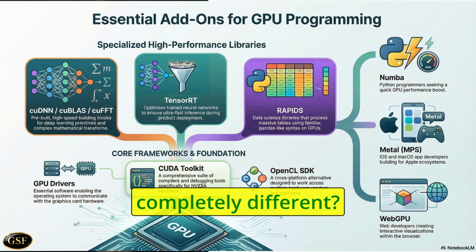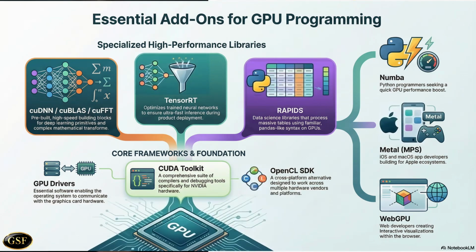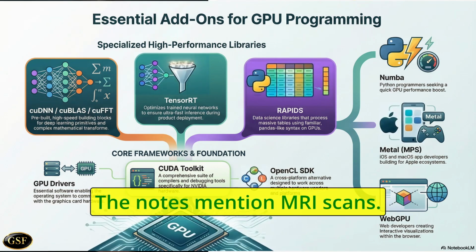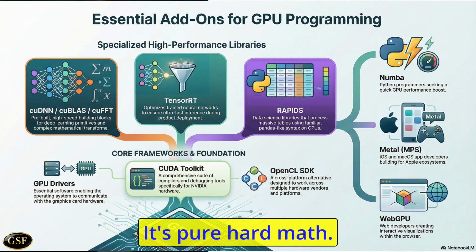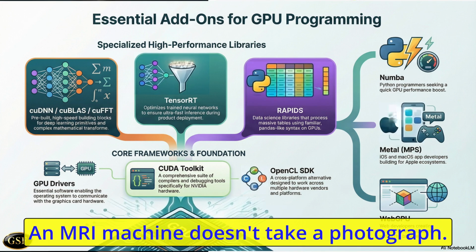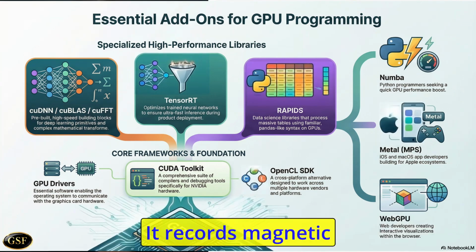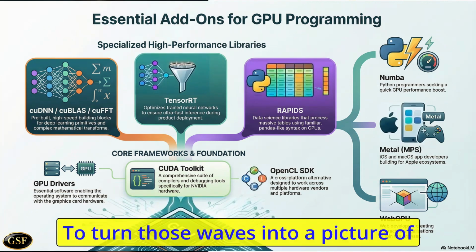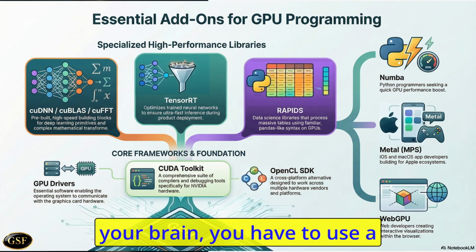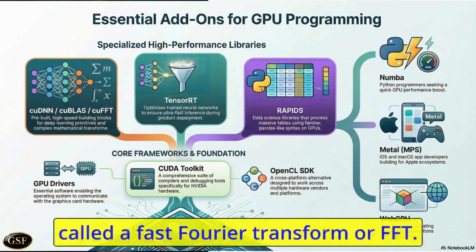What about something completely different? Medical imaging. The notes mention MRI scans. This is fascinating because it's not AI. It's pure, hard math. An MRI machine doesn't take a photograph. It records magnetic signals, just raw, messy waves. To turn those waves into a picture of your brain, you have to use a mathematical operation called a fast Fourier transform, or FFT.